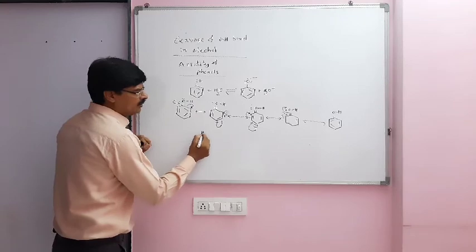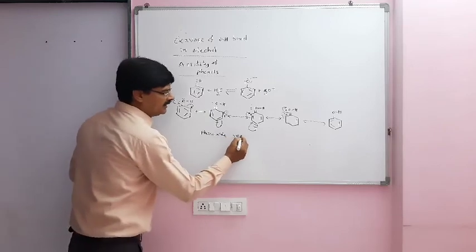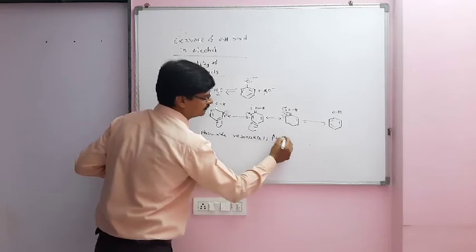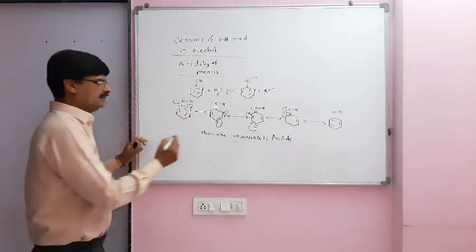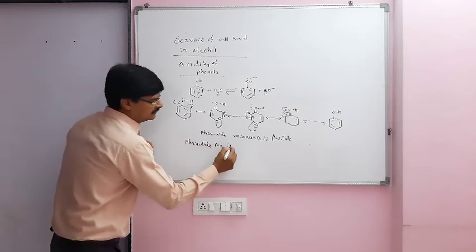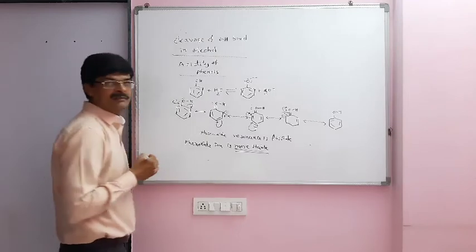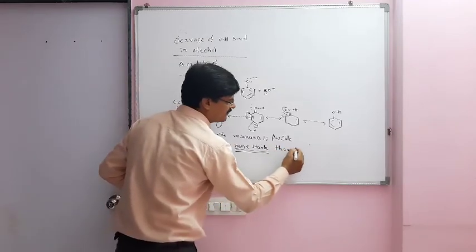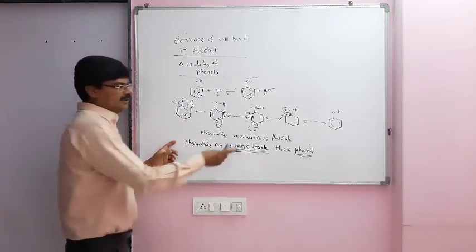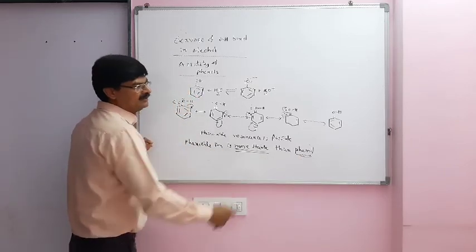Same way in phenoxide ion also, resonance is possible. But remember, phenoxide ion is more stable than phenol. This is because of charge separation. In phenol, charge separation is present, and that is why phenoxide ion is more stable than phenol.